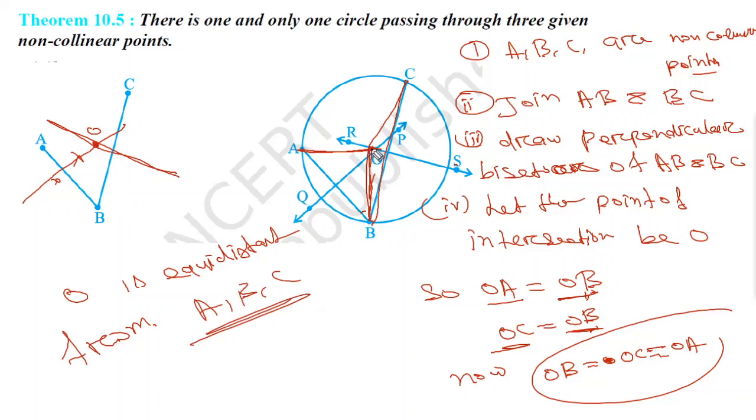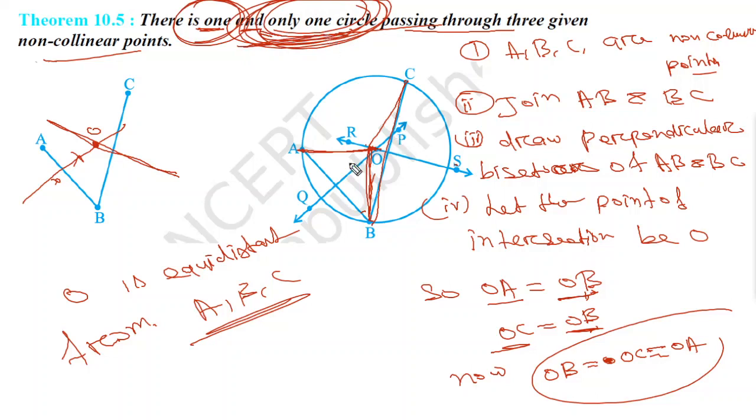Now, so we can draw one circle taking O as a center. Okay. So first, what we can do? We can take O as a center and we will take OA, OB or OC as a radius. Then we can draw a circle. So here we have proved that there is one circle passing through the given 3 non-collinear points. But it is also saying that only one and only one. We have proved that one circle can be drawn. Only one. Now we will move to the only one part.